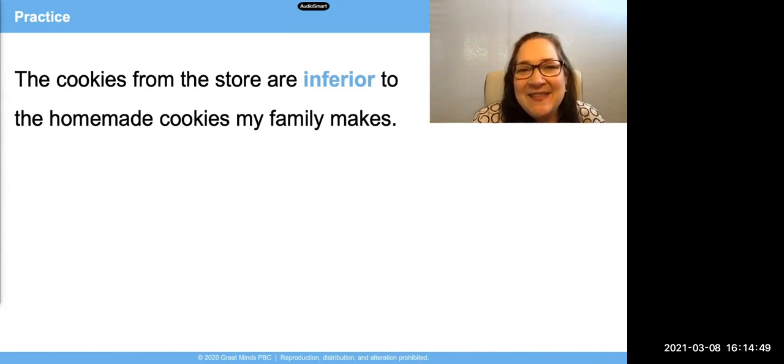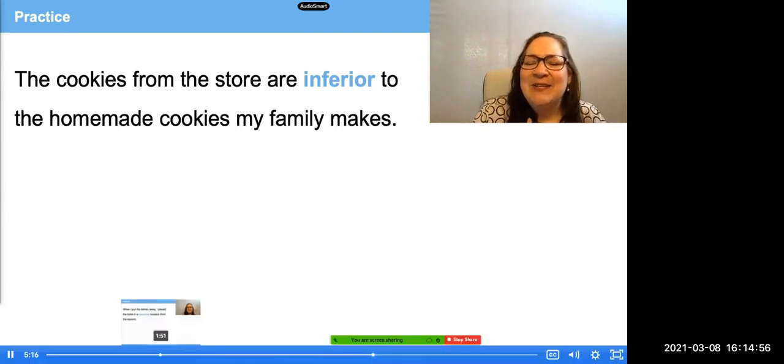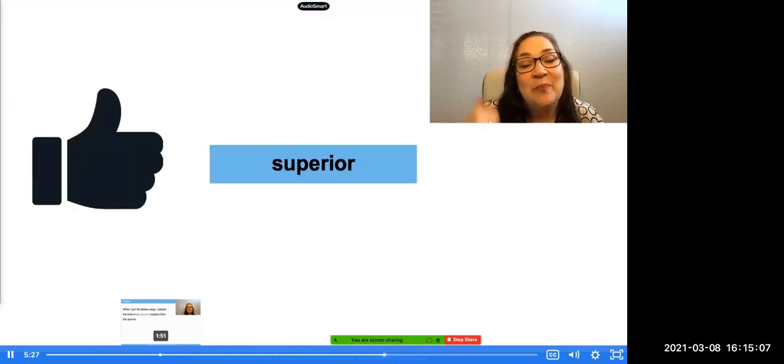When I think about this sentence, it makes me think the cookies from the store are actually pretty good, but the cookies that my family makes are so much better. Thank you for practicing reading your sentence. Our last word is superior.